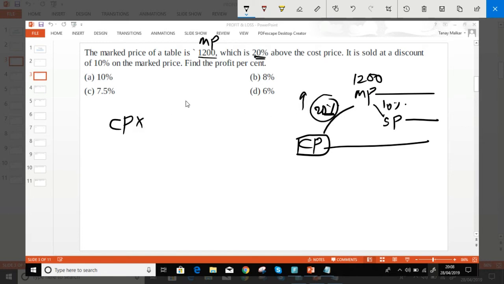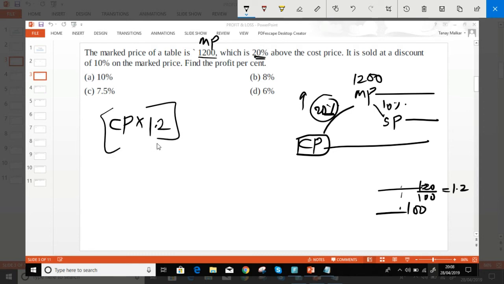So to increase, that means again a line of 100. Increase means you have to go up by 20, that is 120. Then again divide by 100. The multiplying factor that you got is 1.2. So this becomes your markup price. Okay, can I equate it to 1200? Yes, because this is the markup price. So what I got, the cost price is equal to 1000.